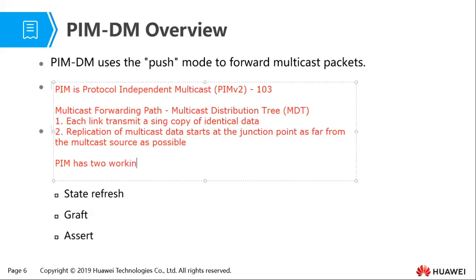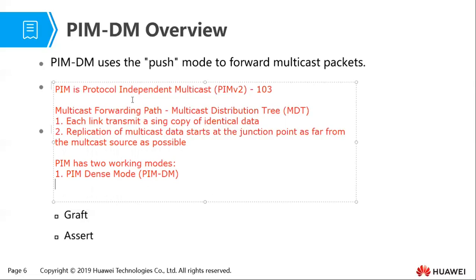Now generally, PIM has two working modes. The first one is called PIM dense mode, that is what we are calling PIM-DM. And the second working mode is known as PIM sparse mode, that is what we're calling PIM-SM. So we're going to learn about how these two protocols work, the dense mode and the sparse mode.